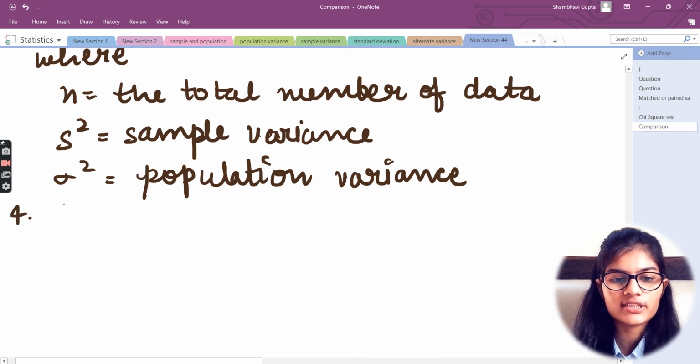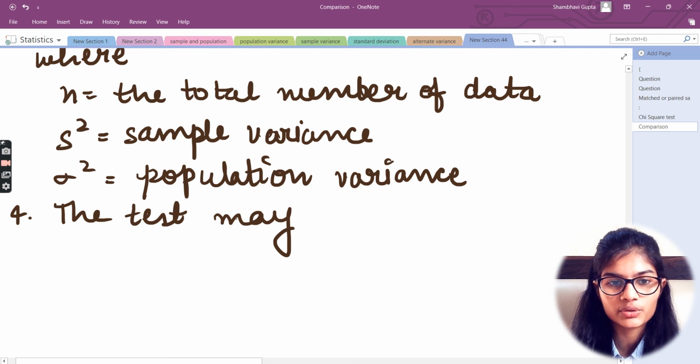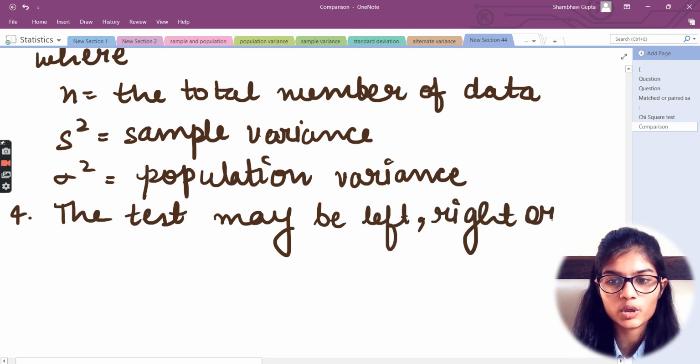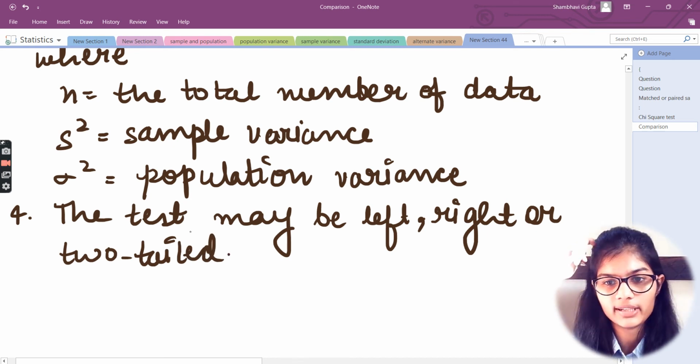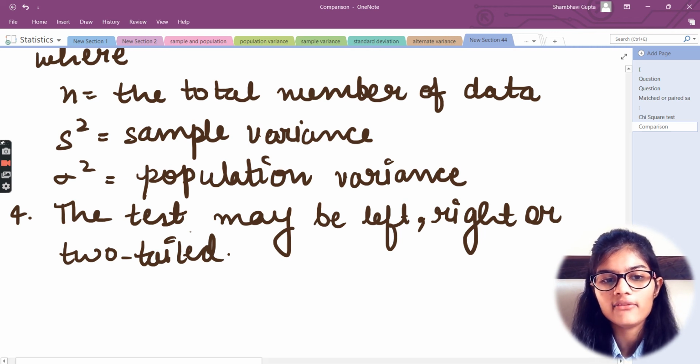Coming down, we have the 4th point. In this particular test we do not have a condition that the test is only right tailed. The test might be left, right, or even two tailed. For the above 3 we had seen that the test can only be right tailed, but that is not the case here in this test of single variance. Here the test could be right, left, or two tailed as well.